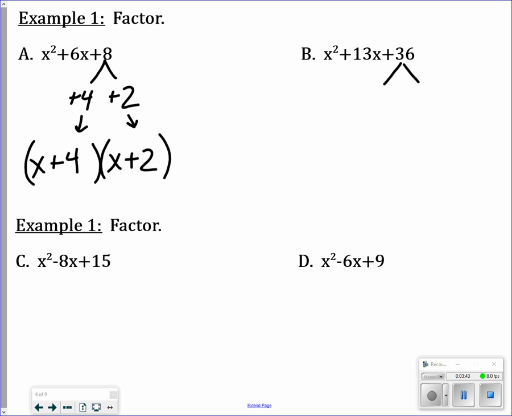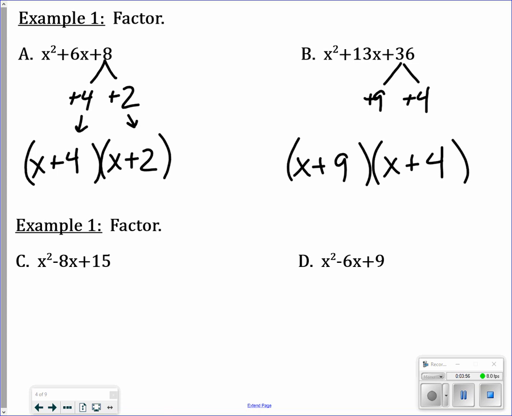So I need two things that'll multiply to be 36, but they got to add up to be positive 13. So positive 9 times a positive 4. So I get x plus 9 and x plus 4. Now, you'll notice that it's positive 15 here, but it's negative 8 in the middle. So I need two things that'll multiply to be positive 15. The only way to get a positive number is to take a positive times a positive or a negative times a negative. So in this case, I'm going to take a negative 3 times a negative 5. Negative 3 times negative 5 is positive 15 and adds up to negative 8.